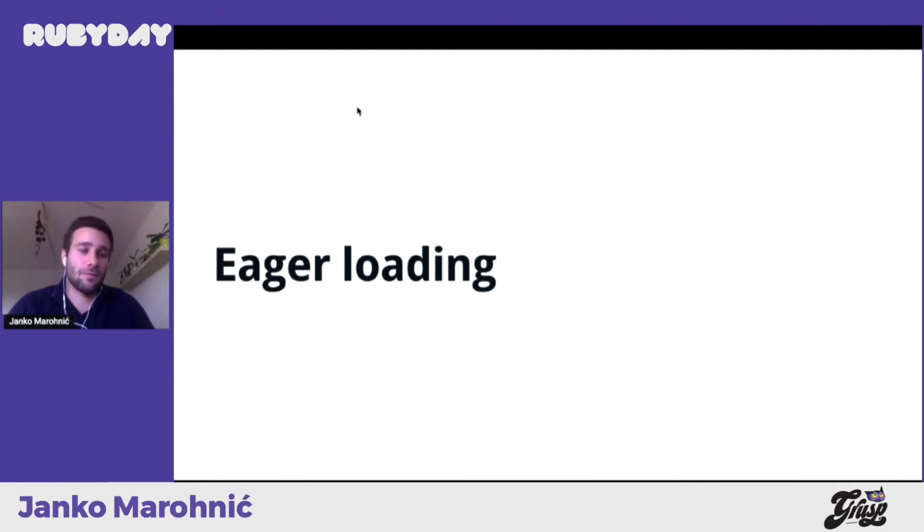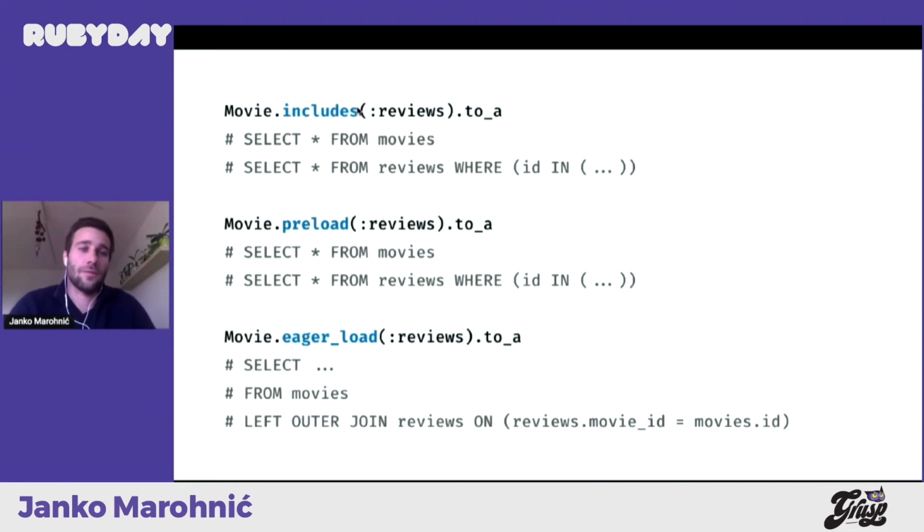Another point of the ORM is eager loading that I want to touch on. So ActiveRecord provides three methods. Actually, only two ways of eager loading. One is to make a separate query, and the other one is to do a left outer join. So preload will do the first, and eager_load will do the latter.